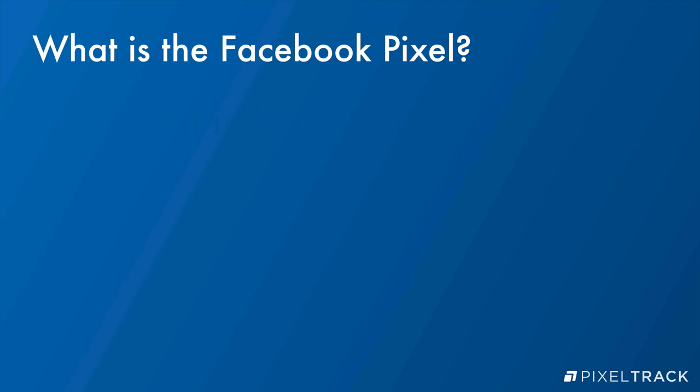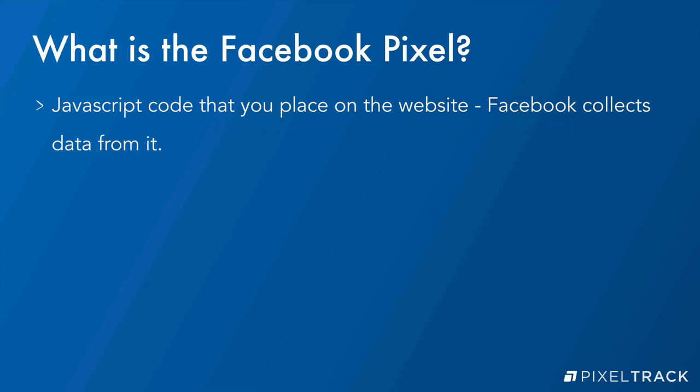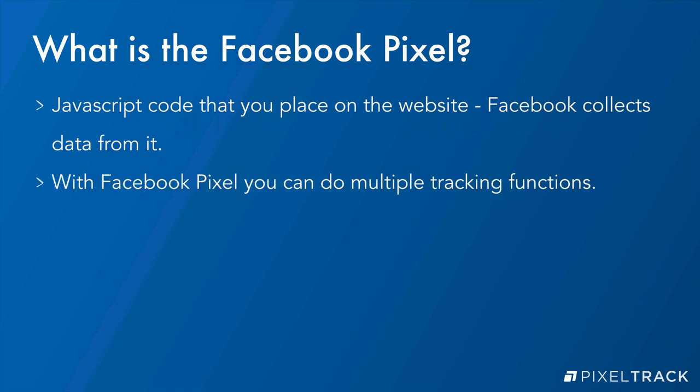So when you look at what the Facebook pixel is, it is basically a JavaScript code that you place on the website, and Facebook is going to collect data from it. This is just like the Google Analytics code, which you create once and put on all the pages of your website so that Google can collect data. Here, Facebook is going to collect data from the code that you place on the website.